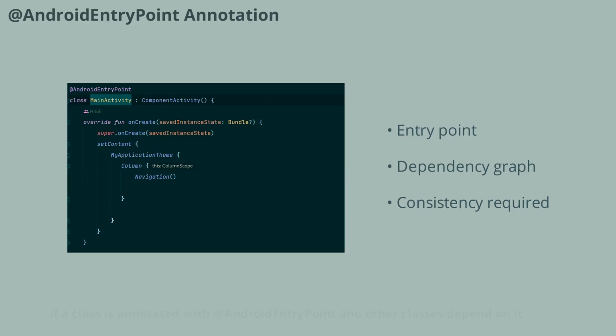Consistency is key. If a class is annotated with an Android entry point and other classes depend on it, those dependent classes must also have the annotation. This ensures the entire dependency graph is properly set up for injection.